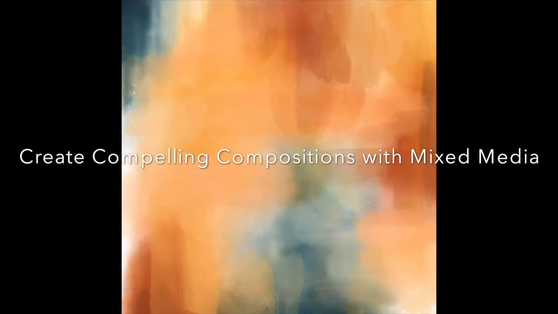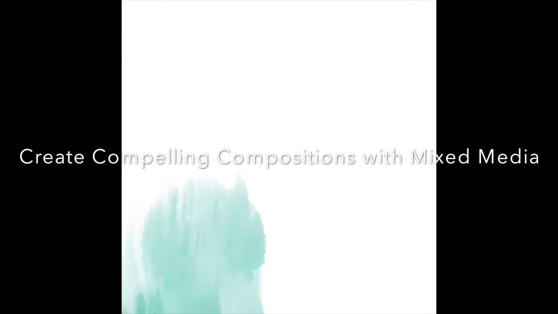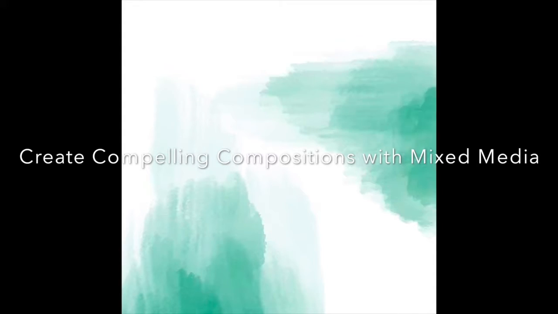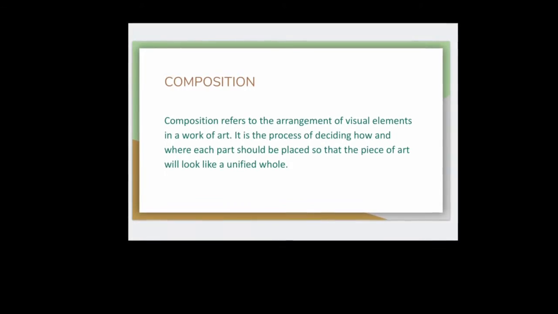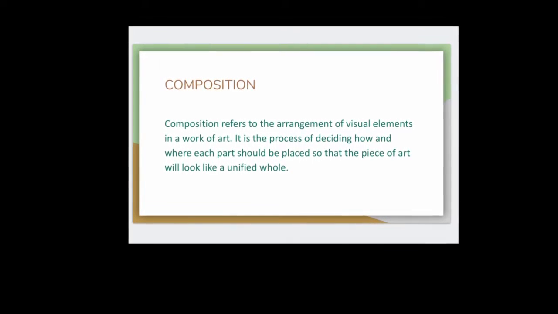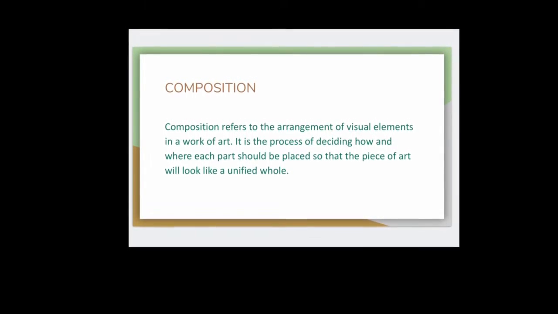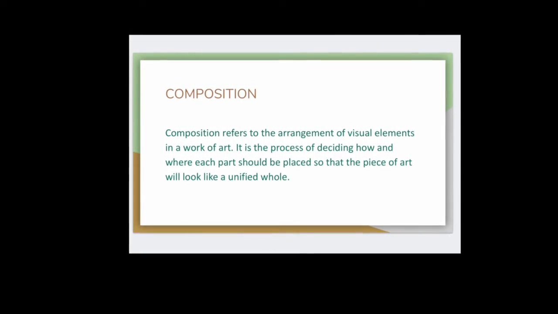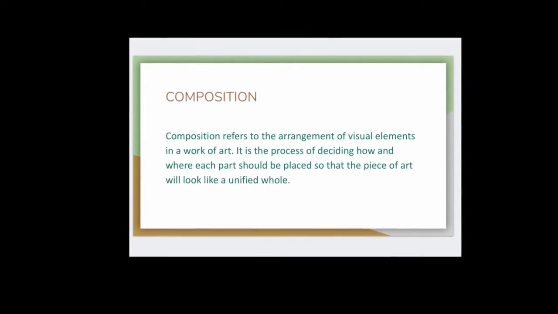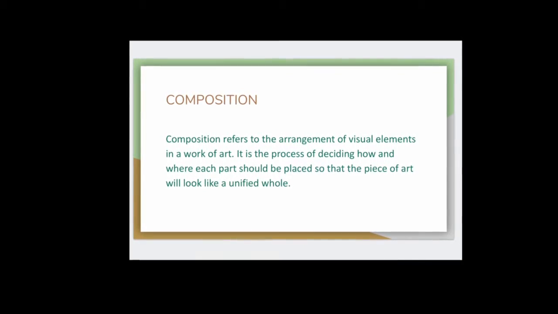So I'm going to be showing you two different compositions today, while also talking a little bit more about just the general idea of how to create a composition and so forth. So if you're not familiar with the term composition, a composition refers to the arrangement of visual elements in a work of art. So it's the process of deciding how and where each part should be placed so that the piece of art will look like a unified whole.